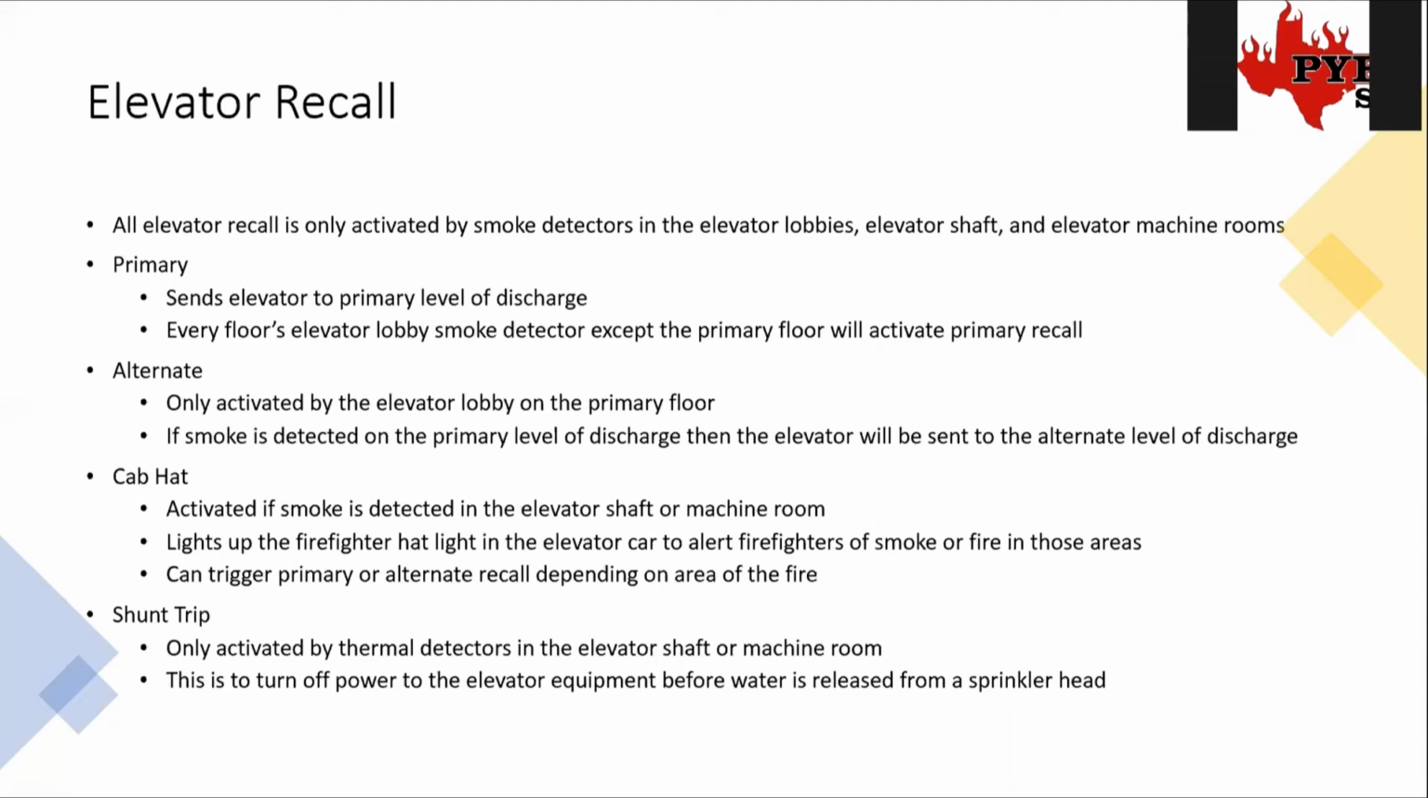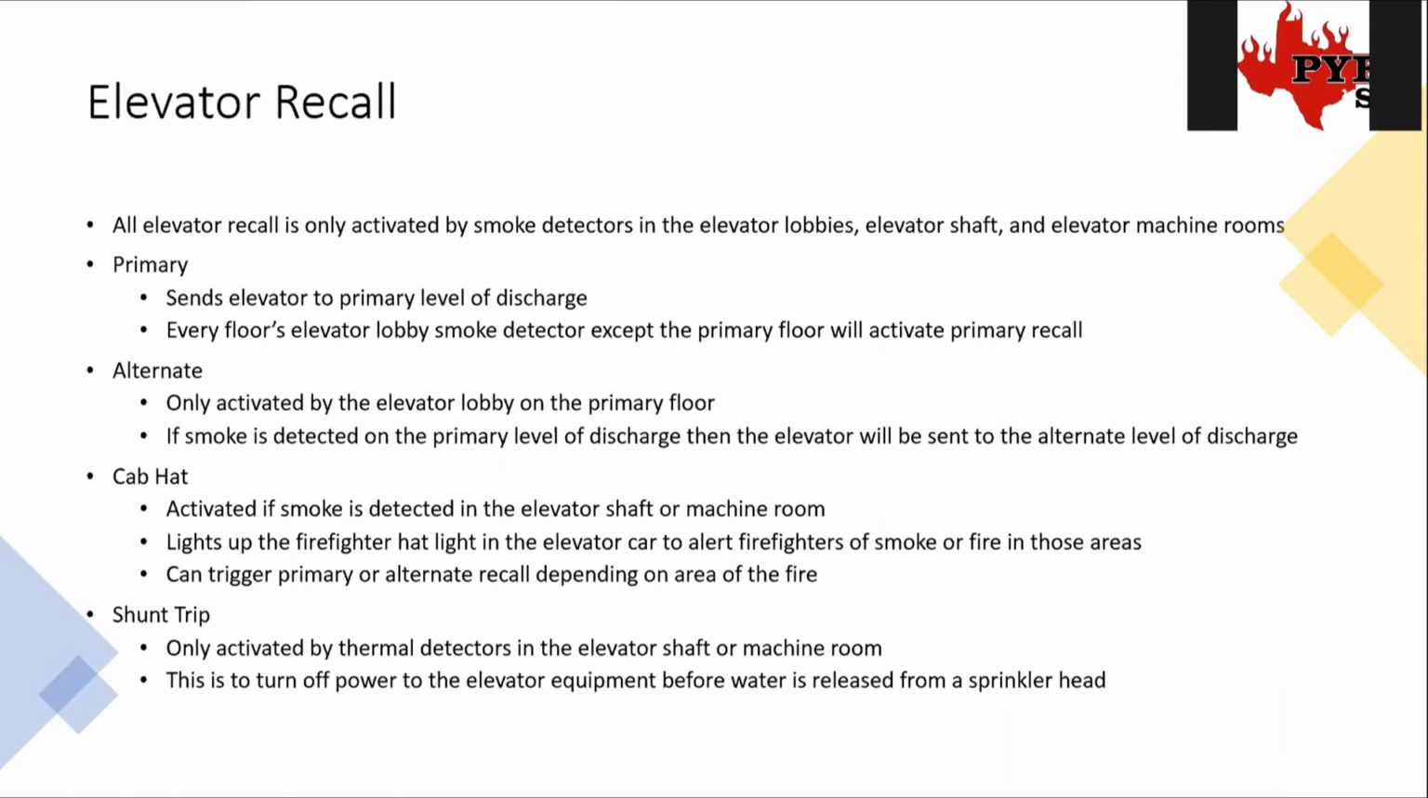The alternate is if there is smoke detected on your primary level of discharge, specifically in the elevator lobby, it's going to send it to an alternate level of discharge. For us, this is usually the second floor. In places with elevation changes, it kind of depends on how the building sits against the hill, because if there's no direct discharge from the second floor, but there might be from the third floor, it could actually recall it up to the third floor if it's on a real steep hill or something.